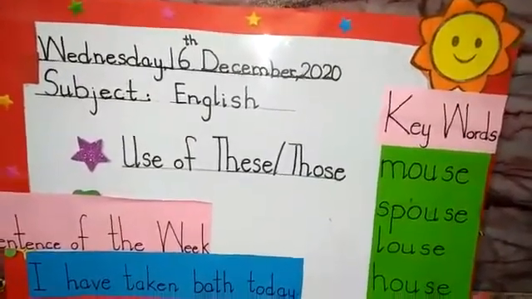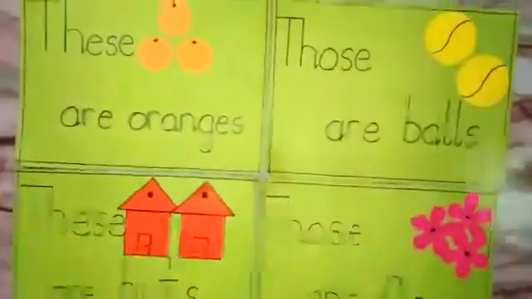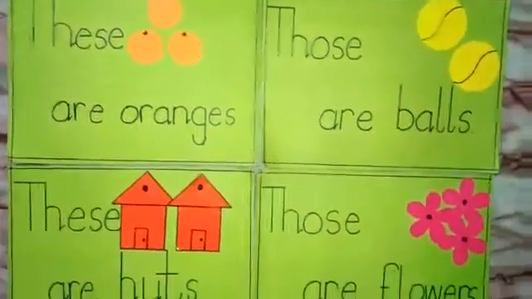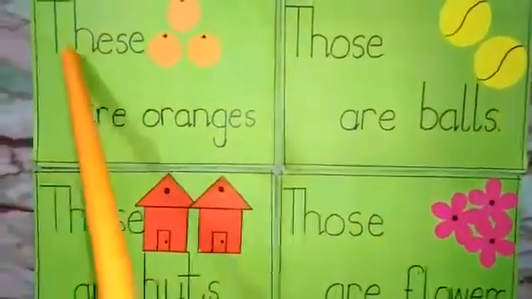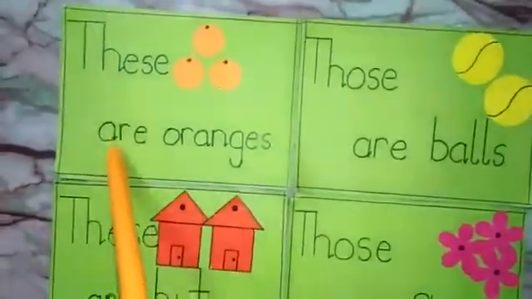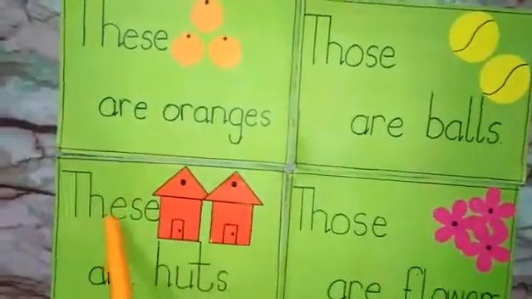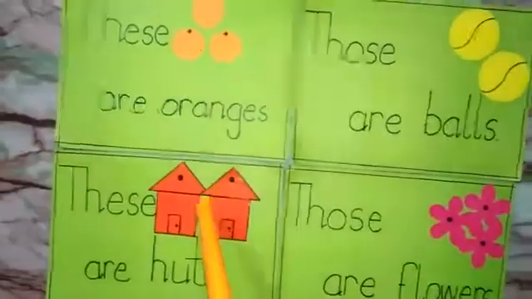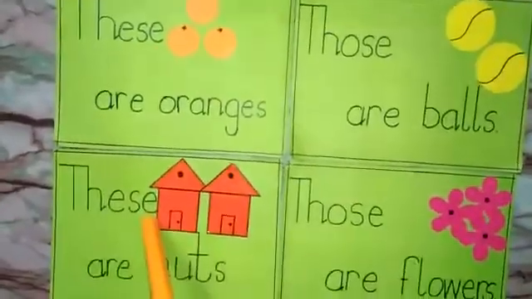Now come to the flashcards and doodles. Yes, now look at this. All of you look at these flashcards. Yes, these are oranges. These are oranges. These are hearts. In these pictures, oranges and hearts are near to the sentence.